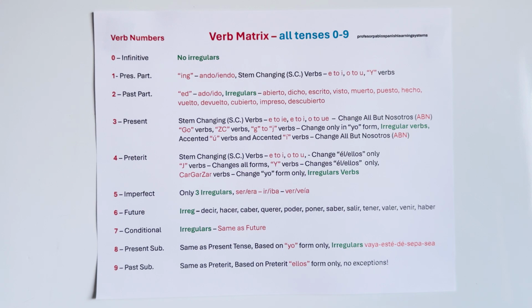Let's take venir. Venir, we know it's an irregular preterite. So the they form would be vinieron. You take the ellos form of the preterite. When you get to the ellos form, that last O at the end of the word, whatever word it is, no exceptions. Vinieron, change that O to an A. Now you have vinieran. Okay? I was hoping they would come to the party.